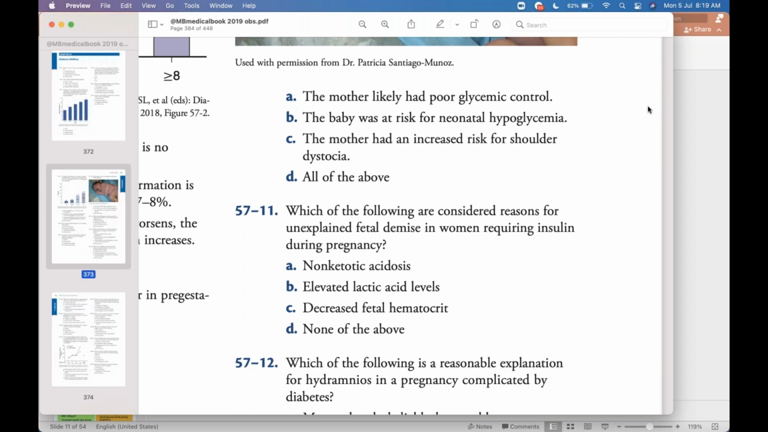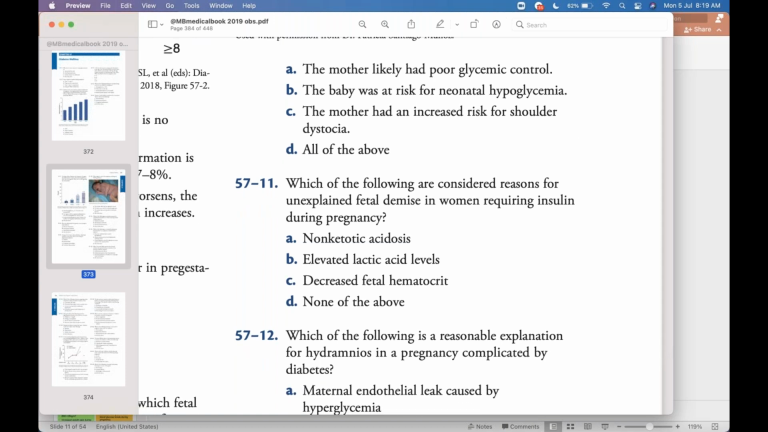Help, call for help, very good, call for help. And then what is the first maneuver that you will do? What is the first maneuver? It's the McRoberts maneuver. Yes.